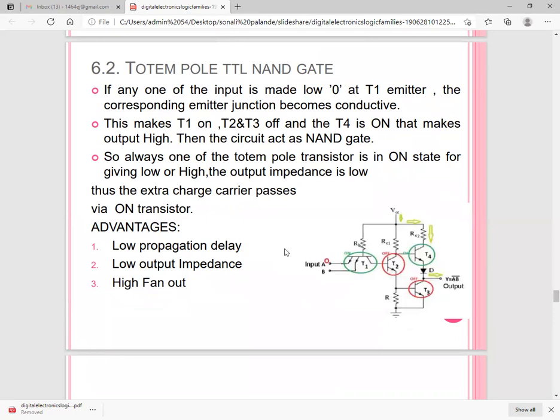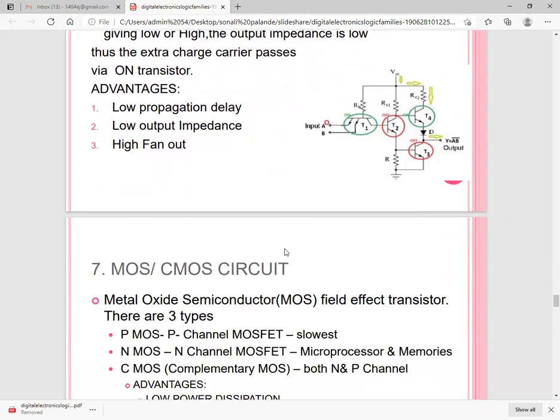So always one of the totem pole transistors is in the on state for giving low or high output, and the output impedance is low. Thus, the extra charge carrier passes via the on transistor. Then the advantages are low propagation delay, low output impedance, and high fan out.